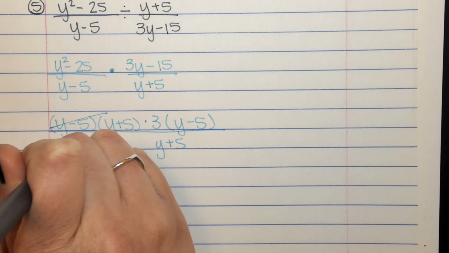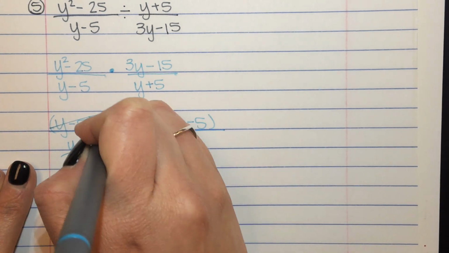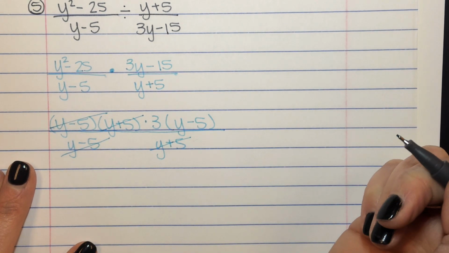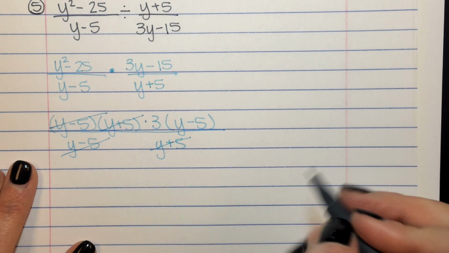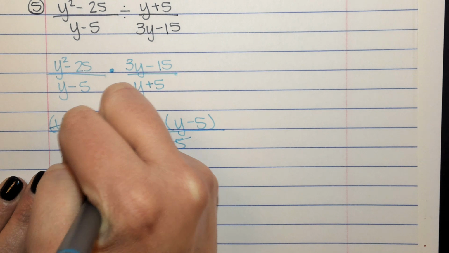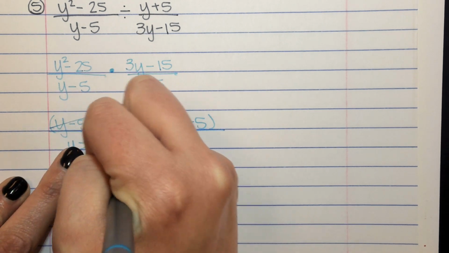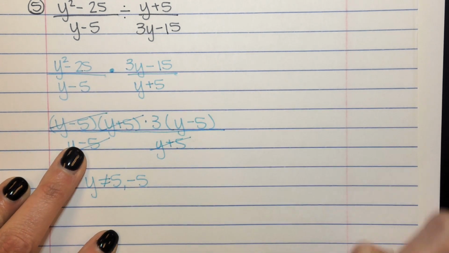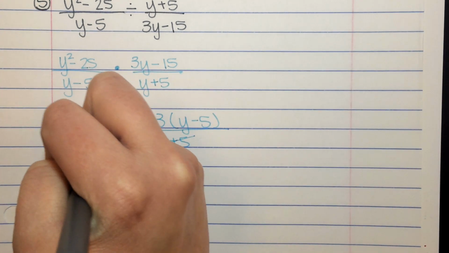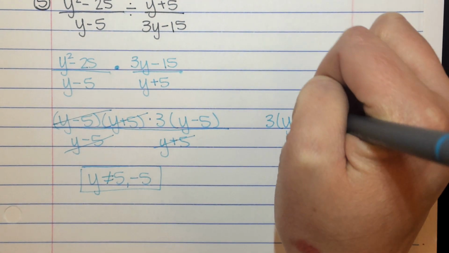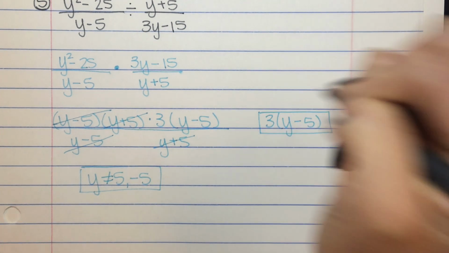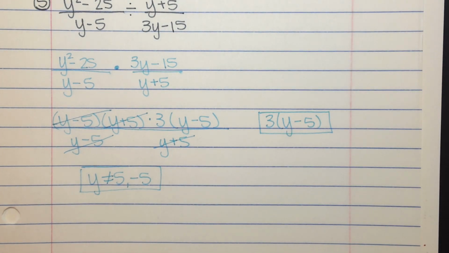So y minus 5 on y minus 5 divide out, y plus 5 on y plus 5 divide out. And I just realized what I did. I forgot to do the restriction, so y cannot equal positive 5 or negative 5. There we go. Now, what's left is our 3 times the quantity y minus 5. So that's our simplified expression.